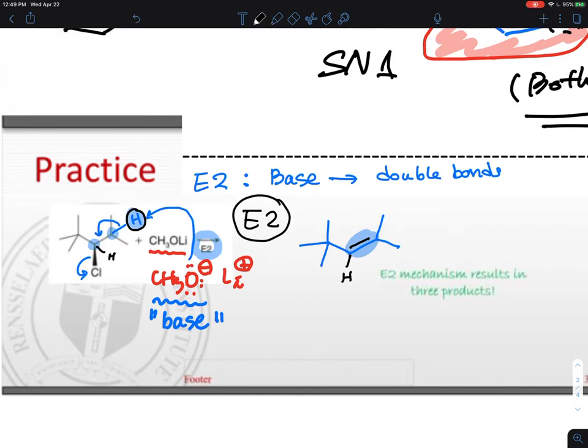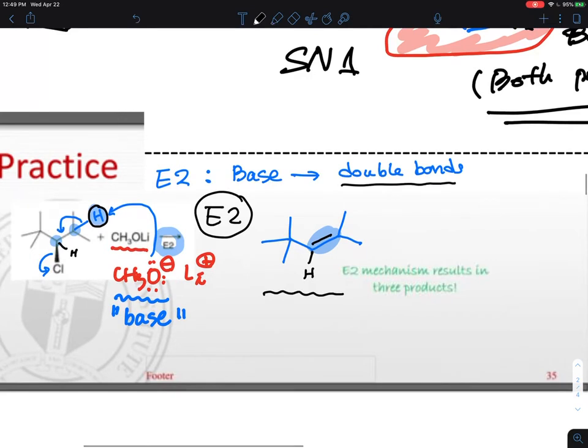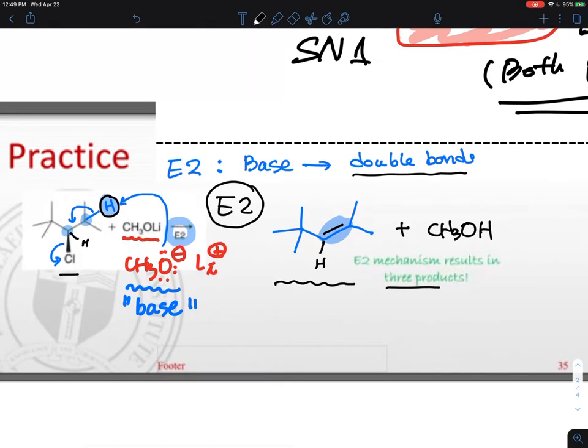Okay, so a double bond is being formed, and what are the three products that he mentioned? The other product is CH3O, which gets the hydrogen, so it will look like this. And what's going to happen to chlorine? There will be a chlorine minus.